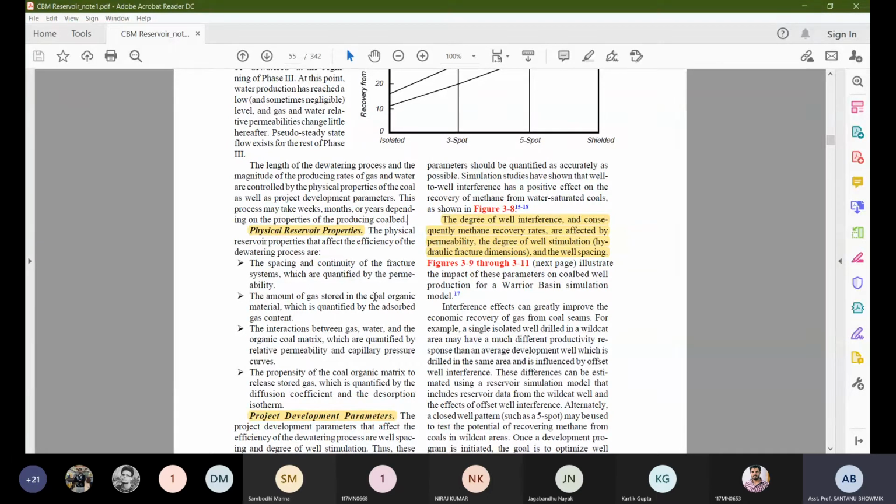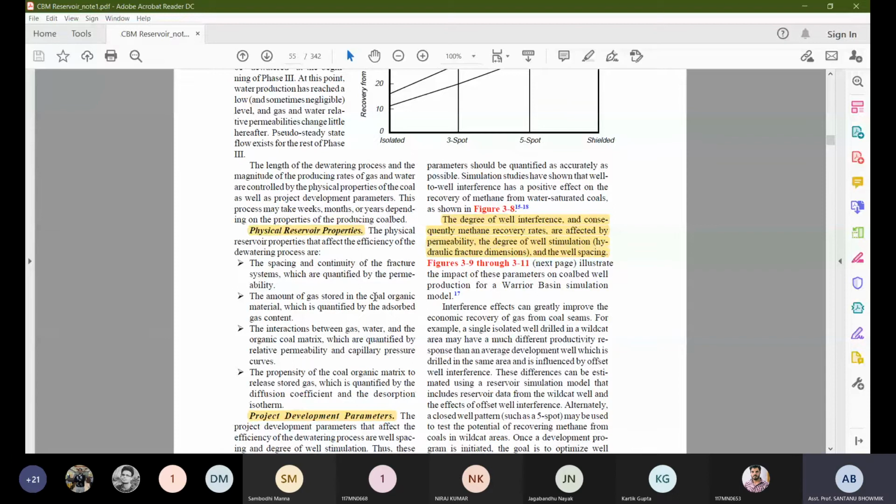The fourth point and the last point is the propensity of the coal organic matrix to release stored gas, which is quantified by the diffusion coefficient and the desorption isotherm. That is very important. Propensity of the coal organic matrix. We have seen that there is a solid coal matrix which is surrounded by the face cleats and the butt cleats, which are the natural fracture systems.